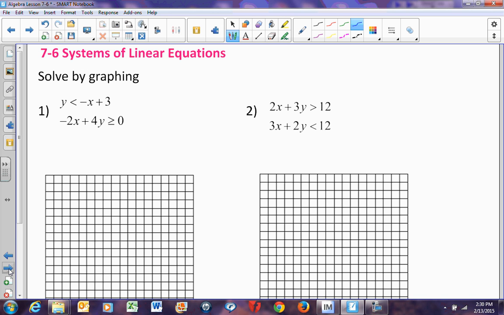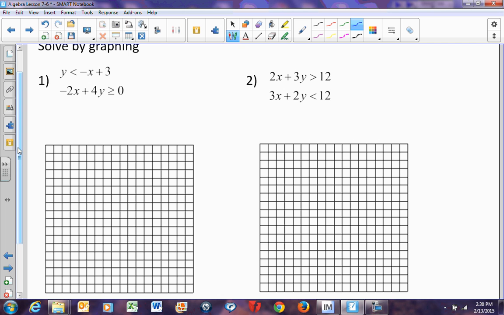All right, let's solve these by graphing. We have this first inequality, where y is less than negative x plus 3, and negative 2x plus 4y is greater than or equal to 0. I'm going to solve both of these for y. The first one's already in y equals form. Now that we have two inequalities, let's number them 1 and 2, because that'll be so much easier to label on our graph as well. It'll take up less space, and we'll be able to read our graphs much more neatly.